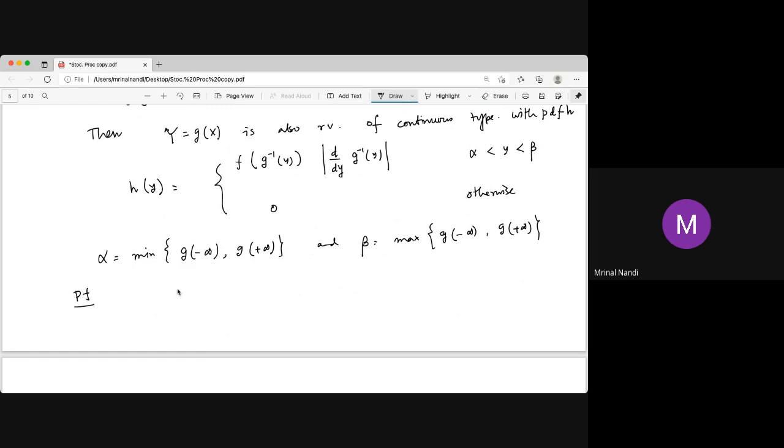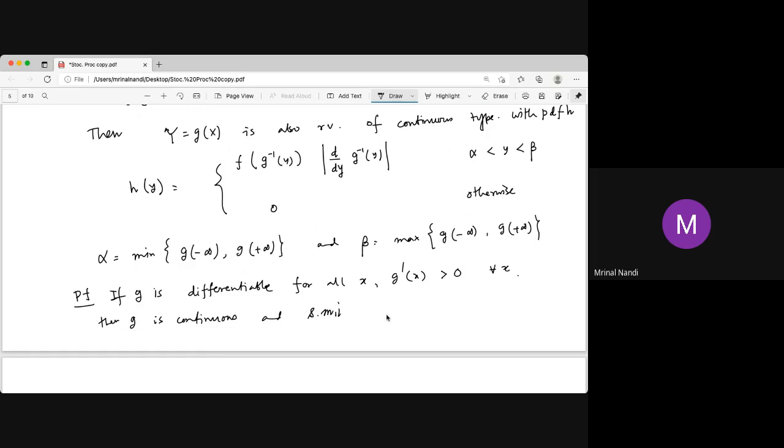The proof is straightforward. So g is differentiable for all x. And let g dash be positive for all x. First let us take the case where it is strictly positive for all x. Then, since g is differentiable, it is continuous, and it is a strictly monotonically increasing function, SMI.